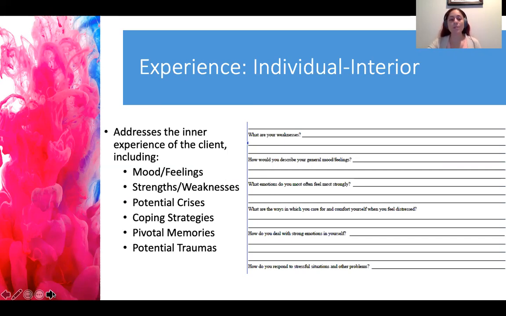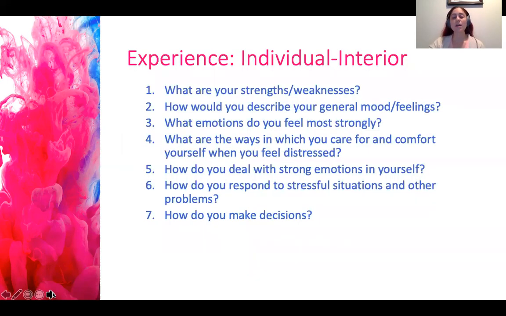Okay. So we're going to get at emotions, strengths, pivotal memories, crisis issues, coping strategies, potential traumas, lots of stuff in this section. It's definitely one of the longer sections. All right, so here, a lot of these are pretty straightforward. What are your strengths, weaknesses? And then elaborating on those, what kind of things do you do to hone in on those strengths? Like if they say they do art, well, what kind of art do you do? How often do you do it? So taking a stance of curiosity to find out more information.